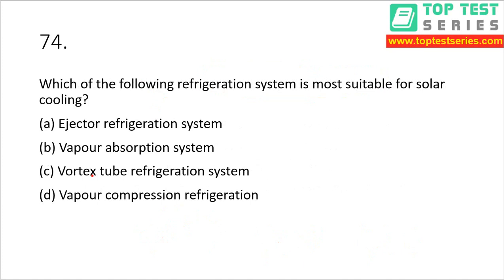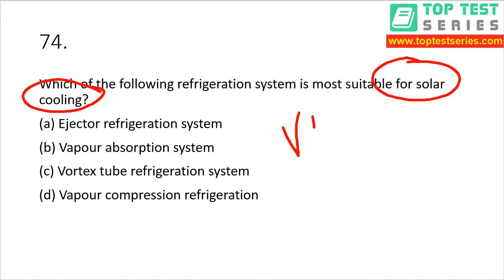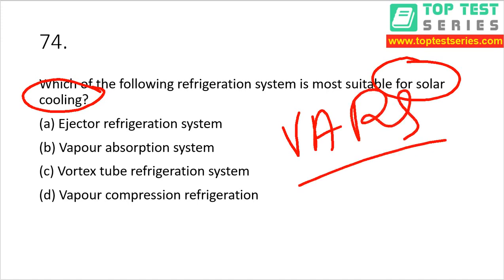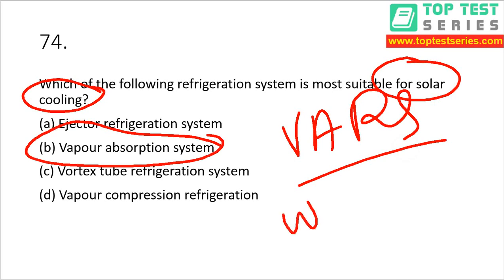My dear, what are other names of solar cooling system? One is VARS. That will answer this question, that is vapor absorption refrigeration system. Also known as, my dear, waste heat recovery system, right? We use this refrigeration system where the cost of electricity is too high. There we use this refrigeration system.